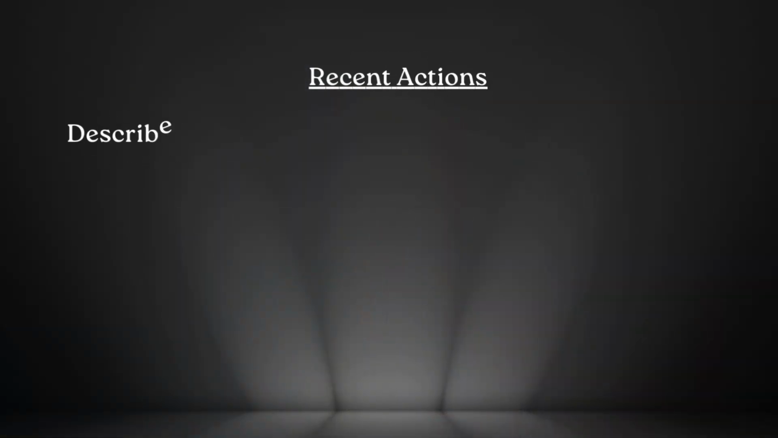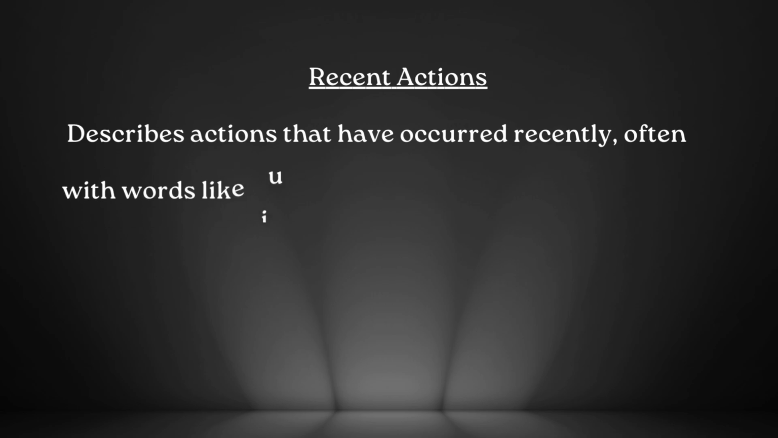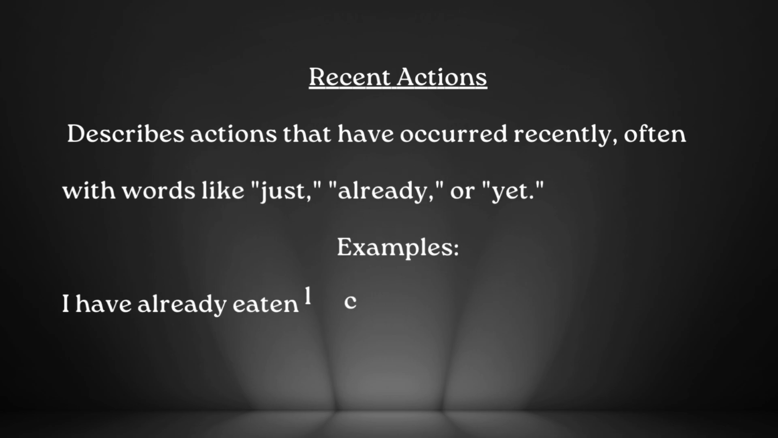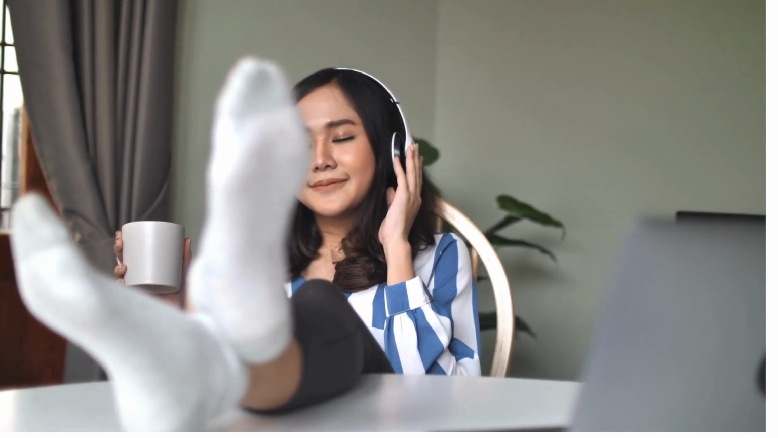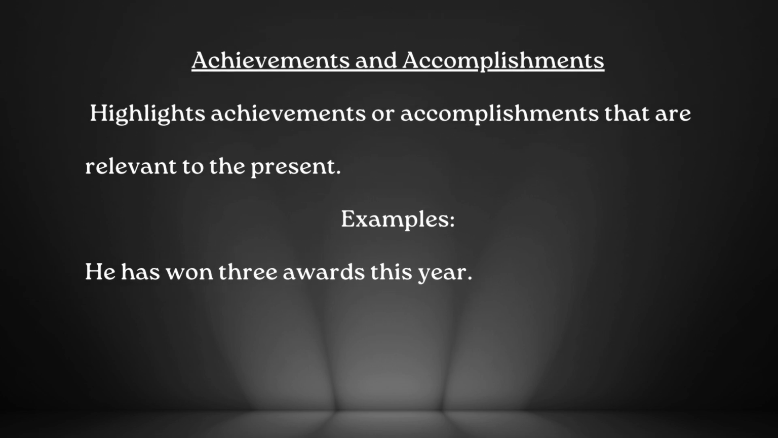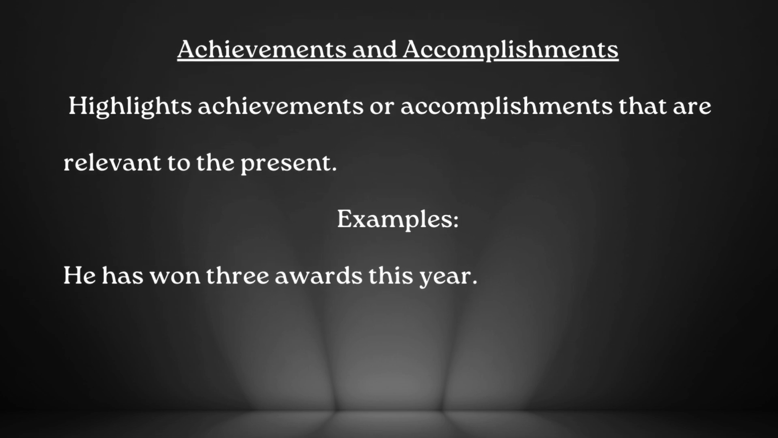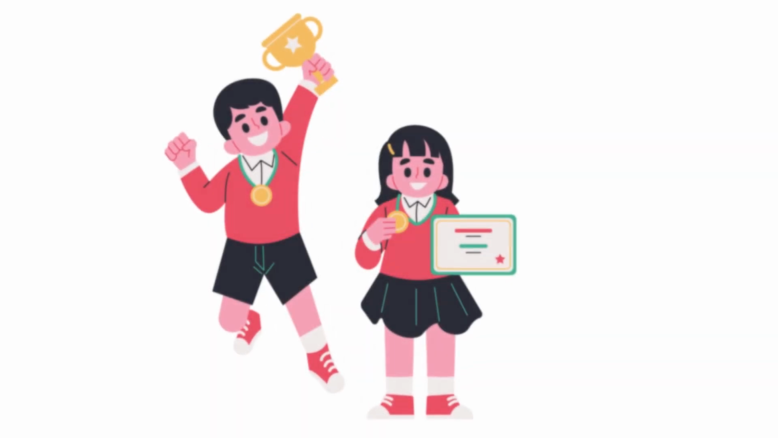When something has happened recently, we often use the present perfect tense, especially with words like just, already, or yet. For instance, I have already eaten lunch. This action is freshly completed. And the present perfect helps us express that. The present perfect tense also highlights achievements and accomplishments, especially when they are relevant to the present. For example, he has won 3 awards this year.